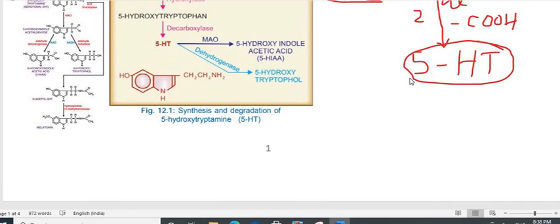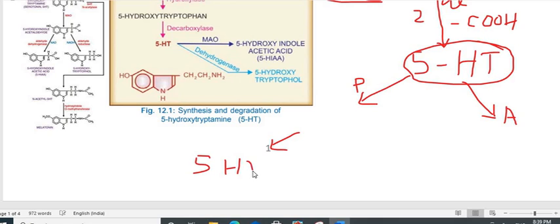So there are mainly two pathways that we are going to discuss, only the two pathways of metabolism: the primary pathway of metabolism and the alternative pathway of metabolism of the 5-HT. In the primary pathway of metabolism of 5-HT, the final product formed is 5-HIAA. So 5-hydroxy indole acetic acid is the final product of the 5-HT metabolism through the primary or main pathway.